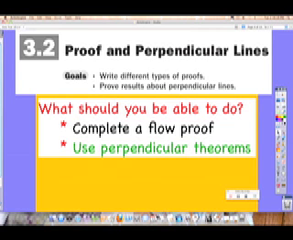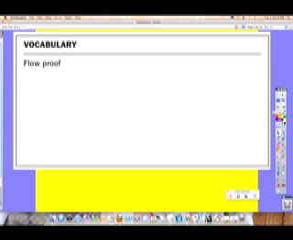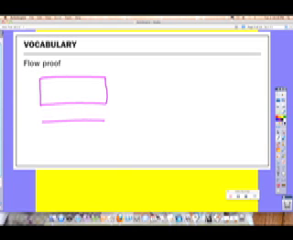Okay, the only new thing is flow proof. Now, yes, I could give you a paragraph version of it. Let's just do a visual. Flow proof looks like this. Are you ready? Let me grab the pen tool. Flow proof starts with a box. And then underneath that is a line. Okay, so what goes inside the box? Inside the box is your very first statement.